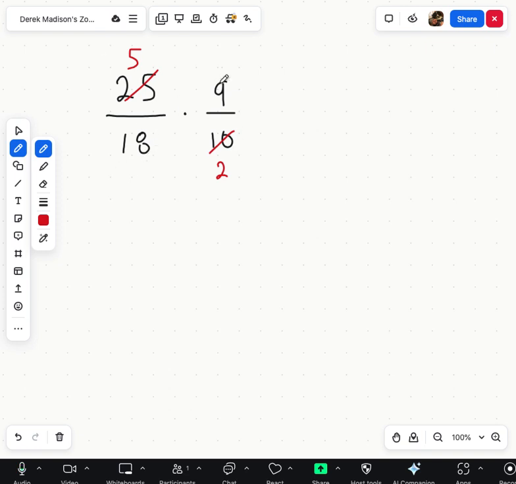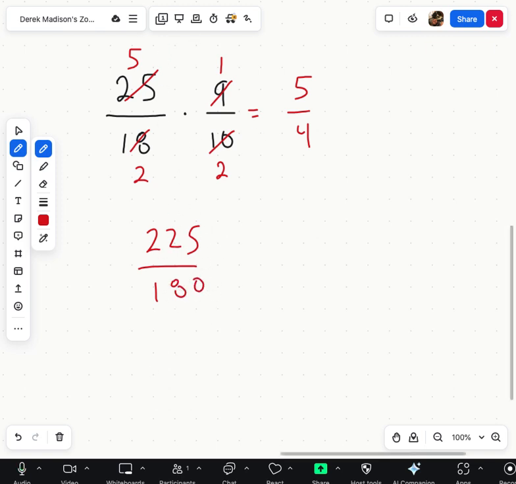Cool, got that out of the way. And then the 9 and the 18, I can say 9 goes into 9 once, 9 goes into 18 twice, and then I multiply straight across. 5 times 1 is 5, 2 times 2 is 4. I suffered a lot less than if I'd gone down the 225 over 180 and then tried to get that reduced with those big numbers.